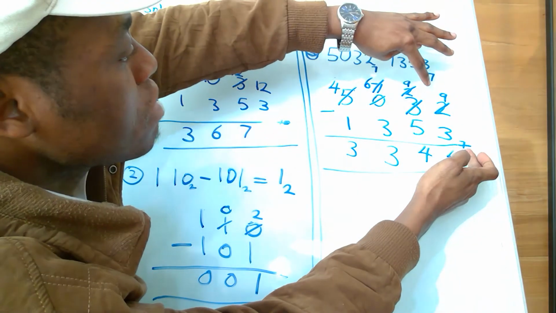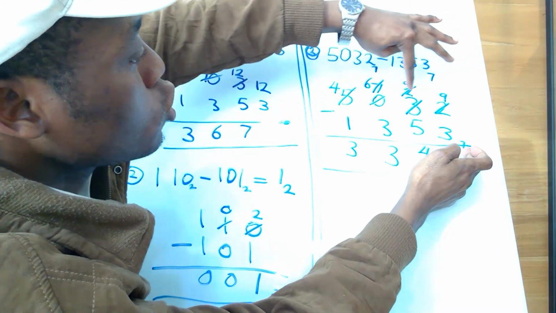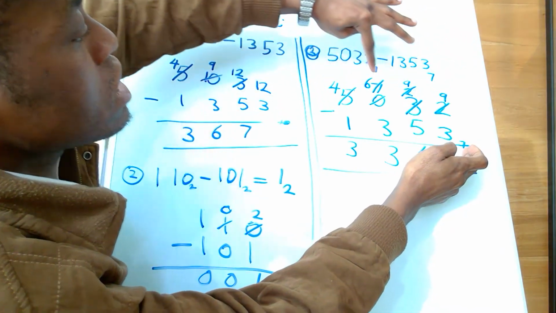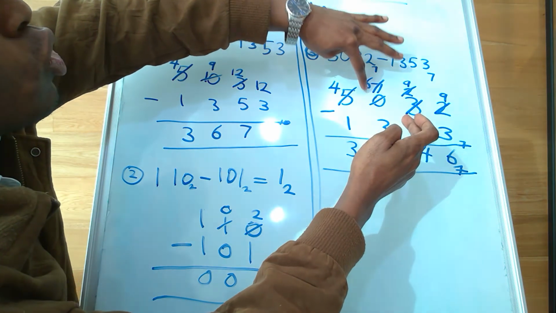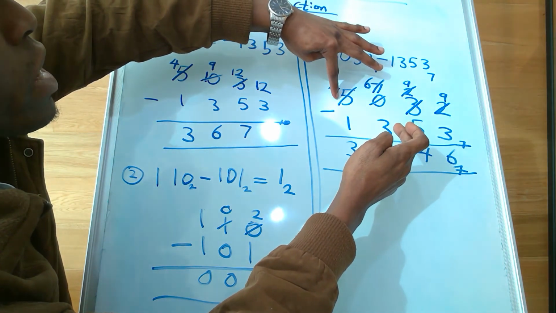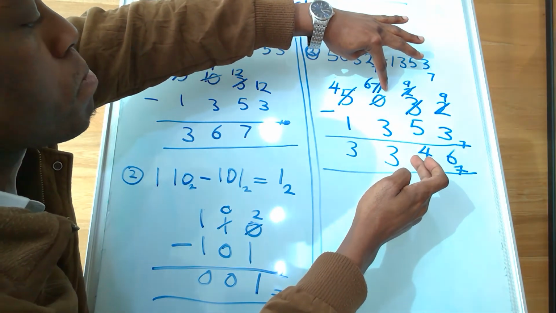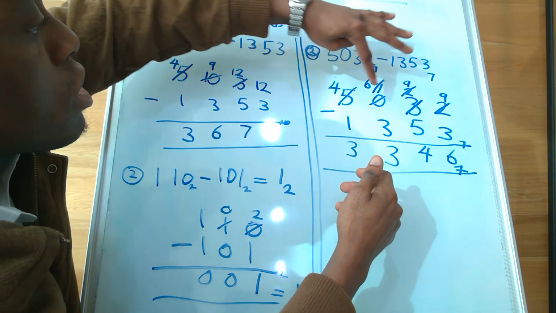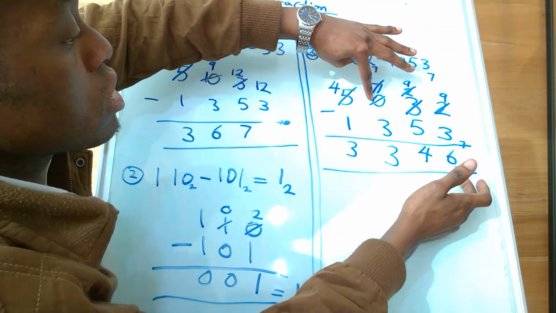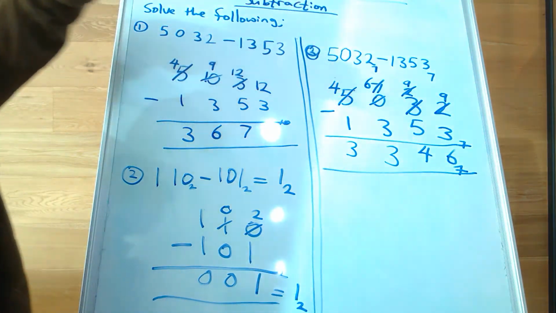Here, this is base 7. You add the base to the 2. 7 plus 2 will give you 9 because you are borrowing 1 from this 3. The same thing is applicable here. You borrow 1 from here to this 0. Then you add the base to the 0, it will give you 7. So that is just it.